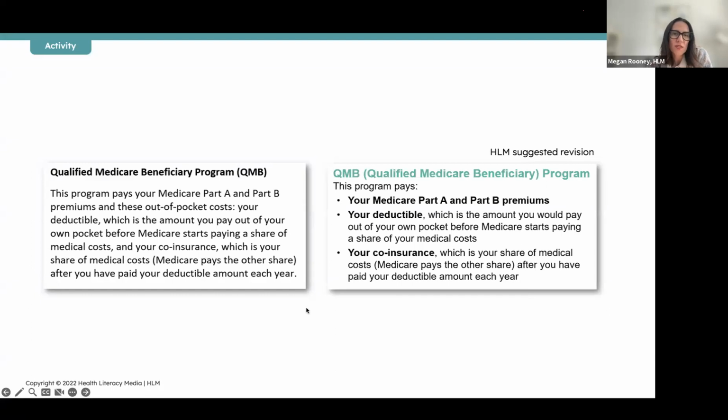So if you read through it, there's actually 3 things that this program pays for: your premiums, your deductible, your co-insurance. So kind of pulling that out, putting it in bullets, you can see how the bullets and the bolding help your eye move through, but also help you conceptually structure what the program pays for in your mind. Oh, okay, it pays for these 3 things. You might not get that out of that first paragraph. It's requiring more work.